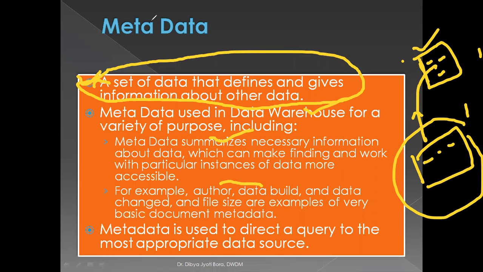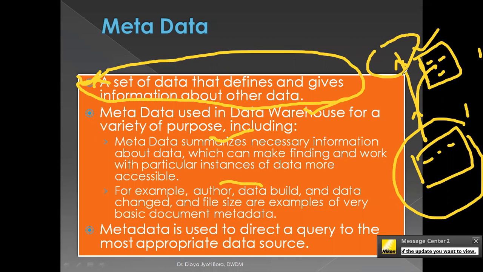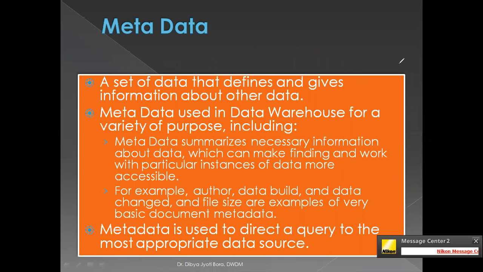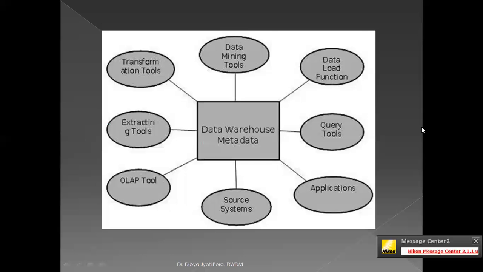So metadata is used to what? Direct a query to the most appropriate data source. हाँ, मुझे author information चाहिए. It will tell you where you will get that information. Suppose I want information about, say, associativity rules in data mining, then it will show you in which file or in which particular collection of data you will get that information. So this data just tries to tell you the information of some other data we have kept in data warehouse. Okay, like you can see this example, data warehouse metadata.